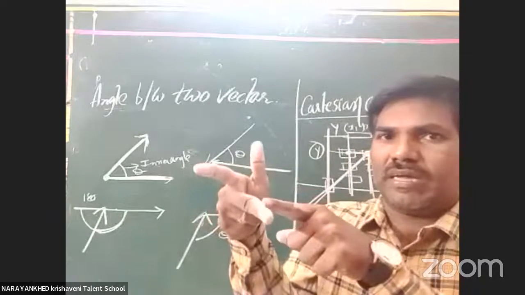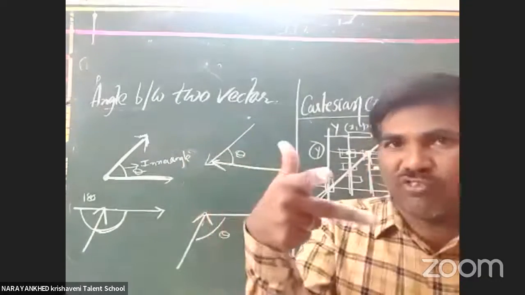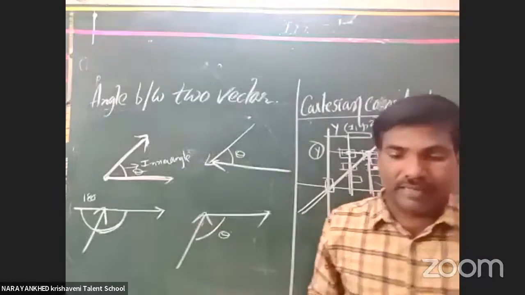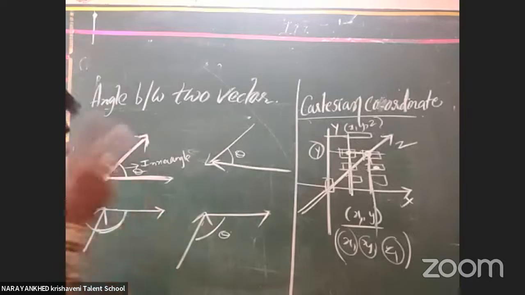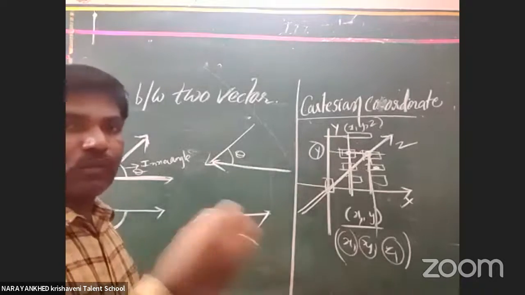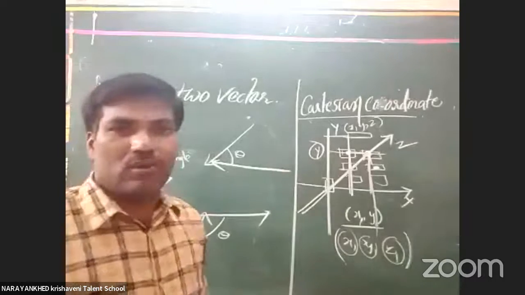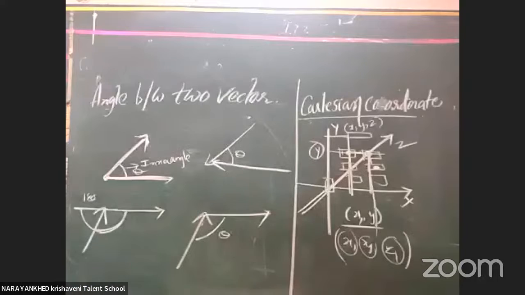This is only the components. We take x, y, and z. The z is towards you, which means it will be towards the board. Like that, we consider different axes, and based on those axes, the position of the particle is provided to us as Cartesian coordinates. Got it? Please concentrate on this.